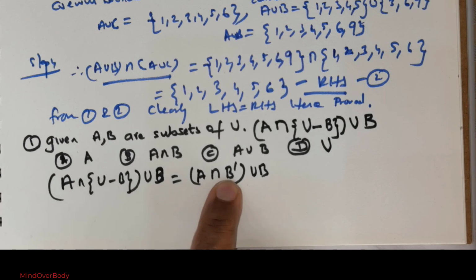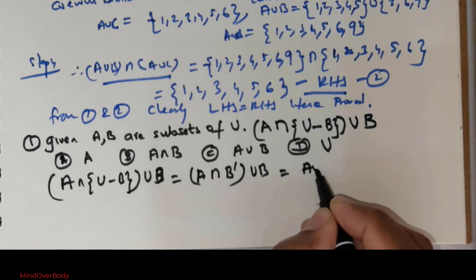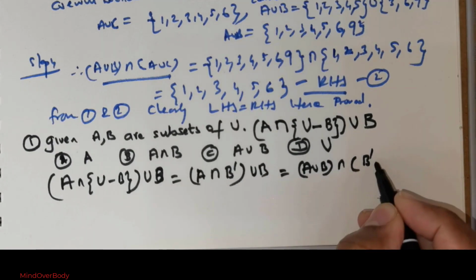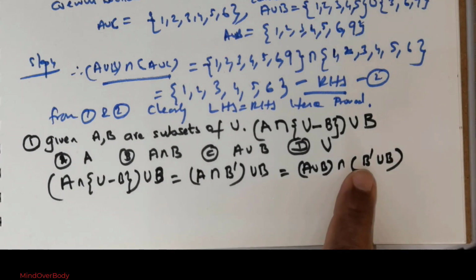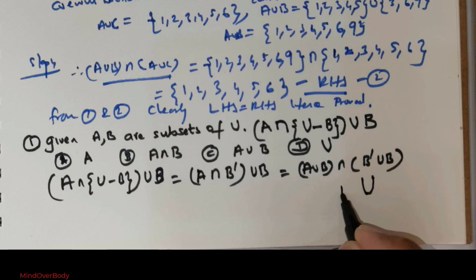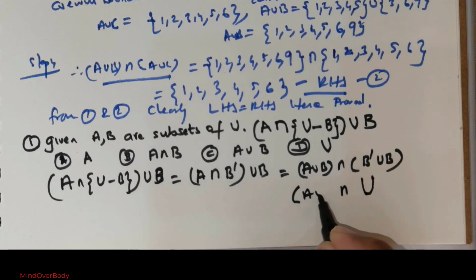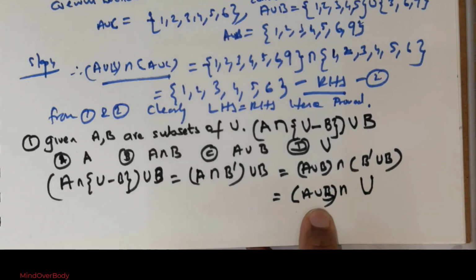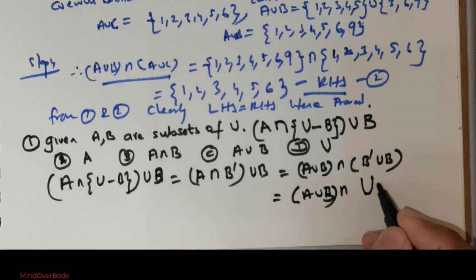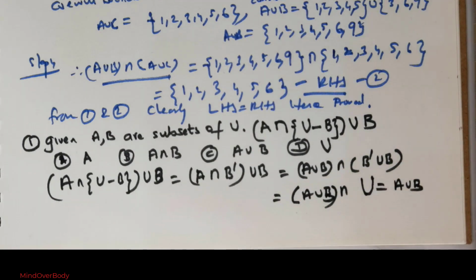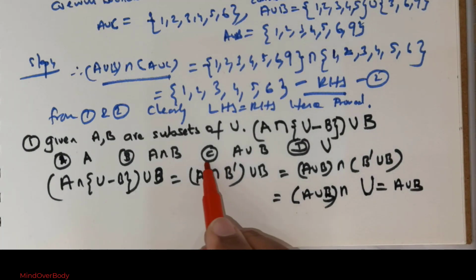Now A intersecting some set with union, this can be rewritten in the following fashion. A union B intersection of B complement union B. Now B complement union B, what is that? That is nothing but U, and this is intersecting with A union B, right? Now A union B intersecting with U, what is that? That is nothing but A union B. So the right answer for this question is C.